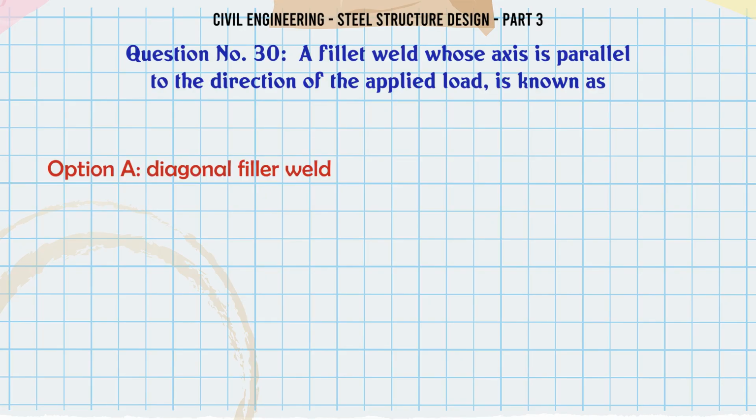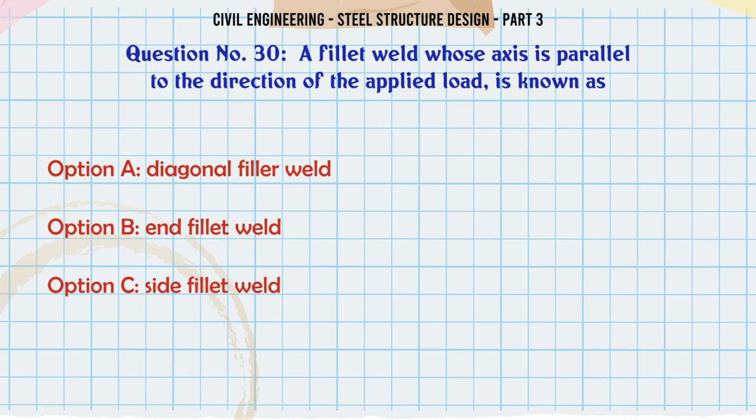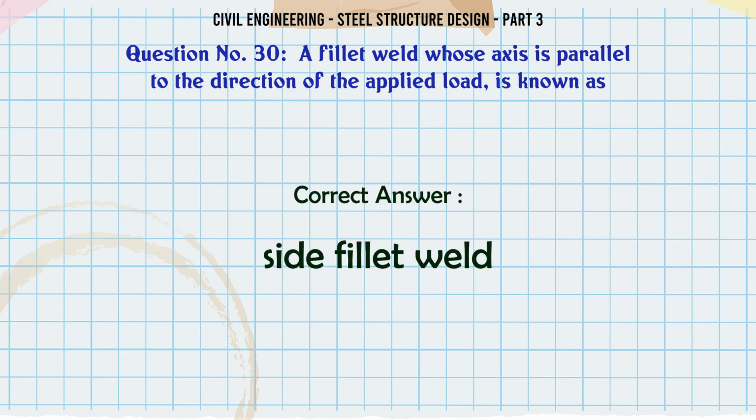A fillet weld whose axis is parallel to the direction of the applied load is known as A. Diagonal fillet weld, B. End fillet weld, C. Side fillet weld, D. All the above. The correct answer is side fillet weld.